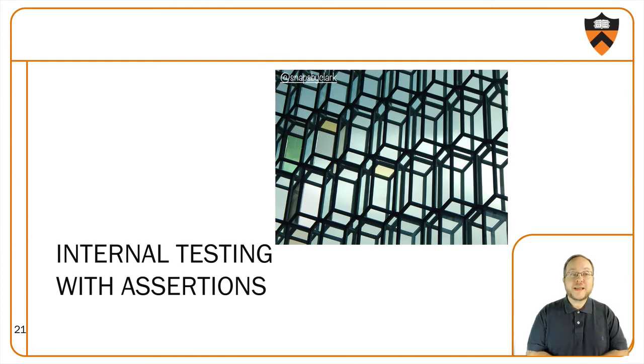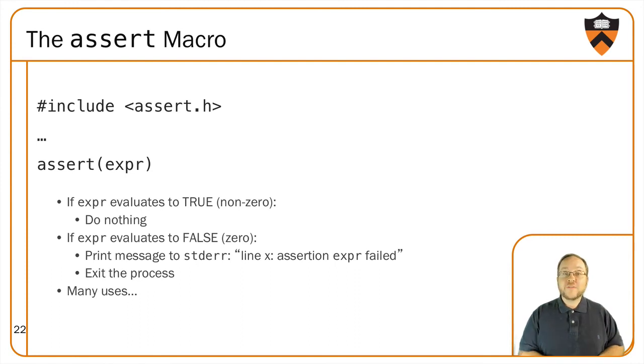Alright, so let's talk about internal testing. We'll start off with internal testing with assertions. In C, there's a library called assert that allows programmers to write testing into their code. The library defines a macro, assert, that we treat like a function call. If the parameter expression evaluates to true, it does nothing. But if the parameter expression evaluates to false, it kills your program.